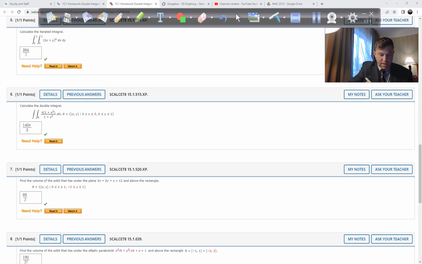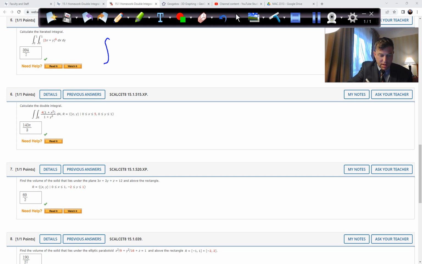So we're going to separate this. We're going to call this the integral of 4. Let me get this right. Let's see, x goes from 0 to 5. And I'm going to pull out 4, 1 plus x squared. And then we're going to have the y term, which goes from 0 to 1. And what's left? We have 1 over 1 plus y squared. And we're doing dy dx.